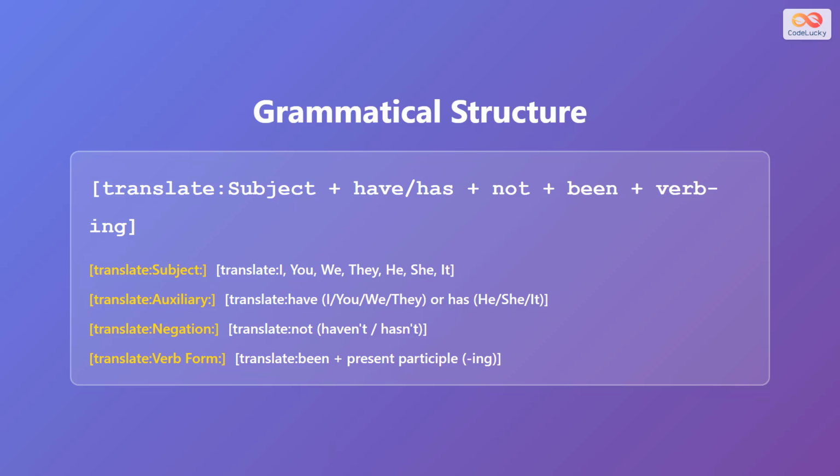The negation is expressed by adding not after have or has. Then we always add been, followed by the verb ending in ing. This is the continuous form. Understanding this structure is key to forming correct negative sentences.